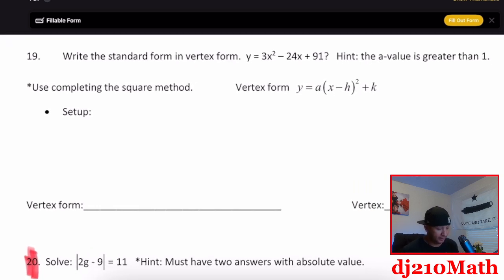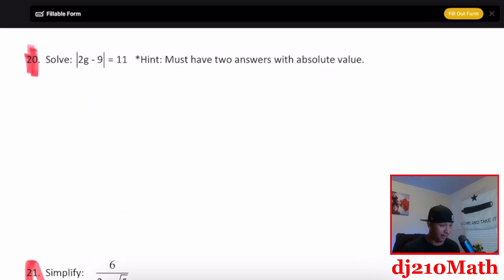All right, number 19. This is basically the same thing that we just did, completing the square, but this time the difference is A is different from 3. I'll be quite honest, I don't care about this problem. All right, let's go to number 20.